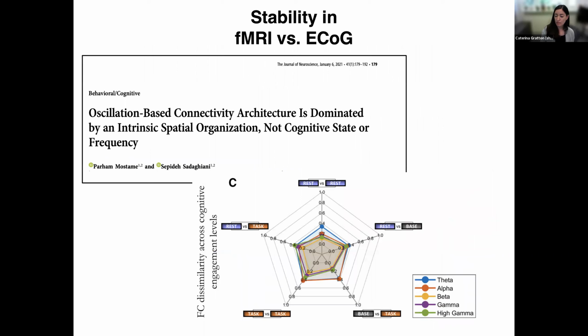Moreover, I want to go back to the point I made at the beginning about the properties and studies I told you about today as being fMRI specific, which of course is slow. An interesting recent paper from Farham Mostame in Sepidesarigiani's lab has suggested that this high level of stability in functional architecture across states may also be true of phase and amplitude coupling connectivity estimates from ECOG data, even when measured at much higher frequencies.